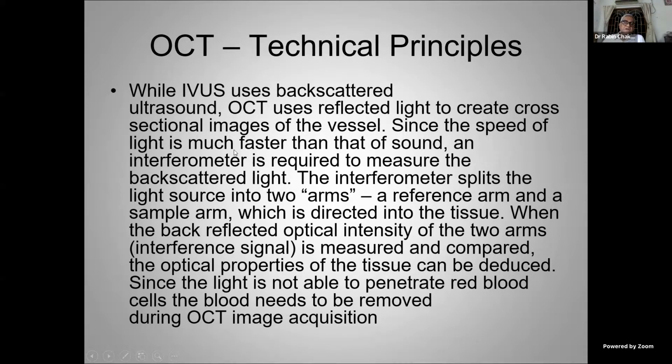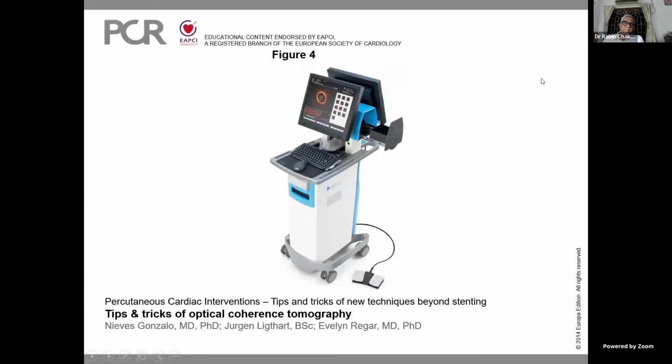Since the speed of light is much faster than sound, an interferometer is required to measure the backscattered light. This interferometer splits the light into two arms, a reference arm and a sample arm, which is directed into the tissue. When the back reflection optical intensity of the two arms is measured and compared, the optical properties of the tissue can be deduced. Since the light is not able to penetrate the red blood cell, the blood needs to be removed during OCT. So you need to use contrast. In fact, you can also use what is called dextran. Many people try to use dextran.